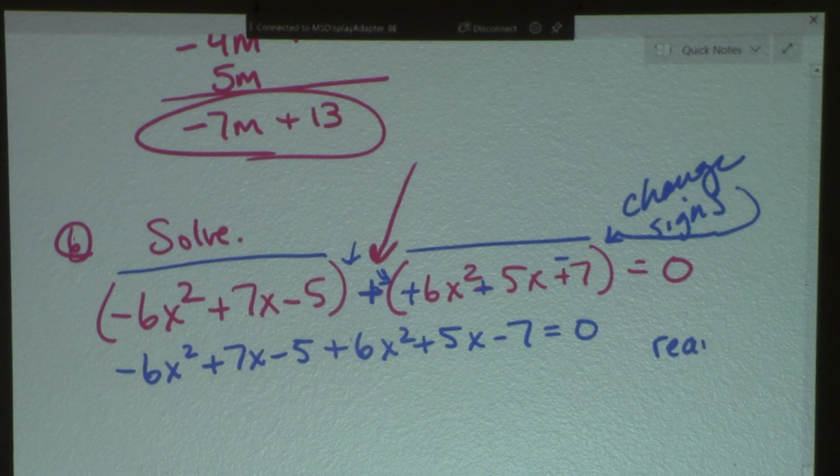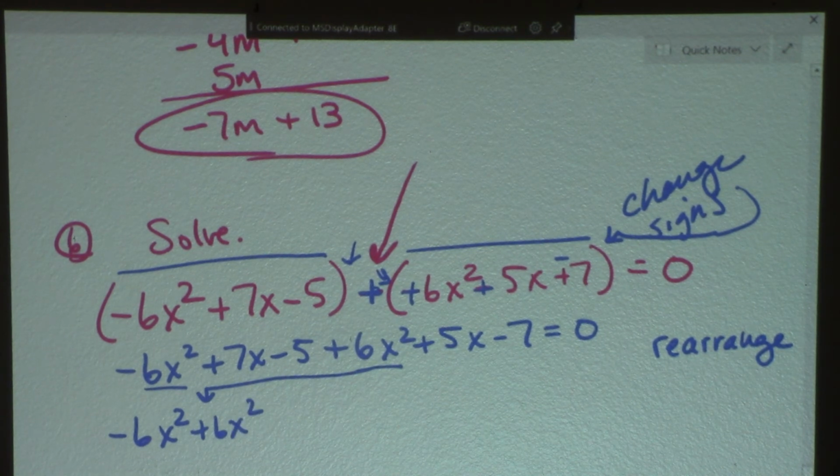Now I'm going to do what I mentioned earlier, and I'm going to rearrange those. Okay, I'm going to put all the terms that are the same with the same exponent and variable next to each other. So see this one? That's the same as this one. So I'm going to write this one, and I'm going to move this one over here.